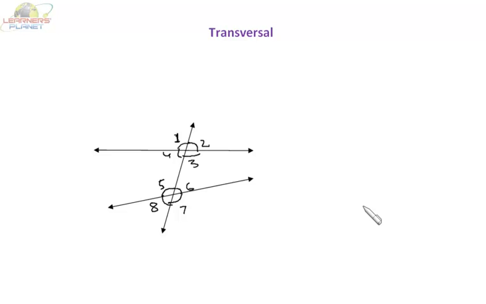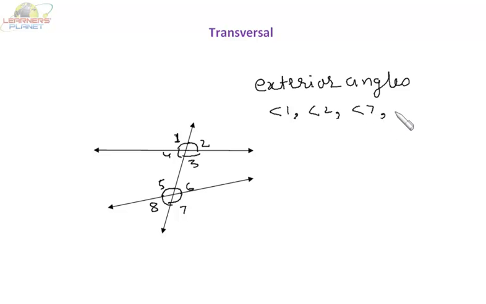First of all, let's discuss what exterior angles are. Here we can see angle 1, 2, 7 and 8. All of these are exterior angles. So angle 1, angle 2, angle 7 and angle 8. These are exterior angles.